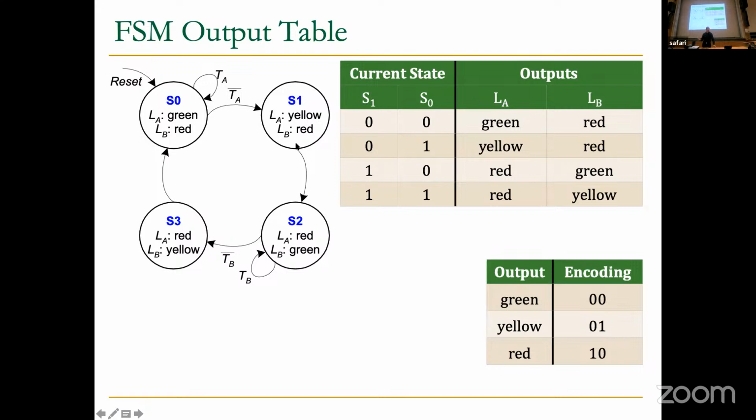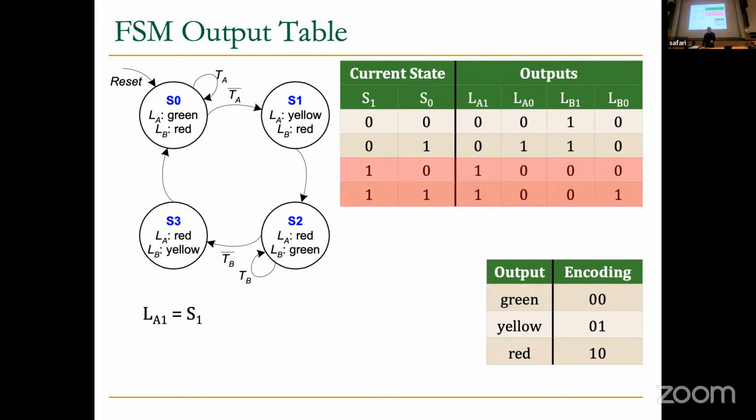Now you need to encode the outputs, of course, because green and red doesn't mean anything. You cannot simplify that. So you need to encode green, yellow, and red. And again, there are three outputs, so you need 2 bits to represent them in binary. And then you basically do the same thing.